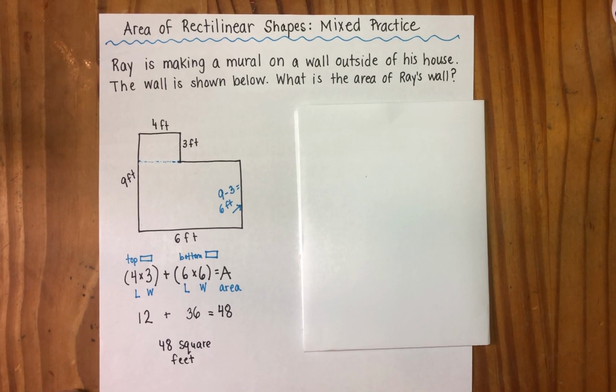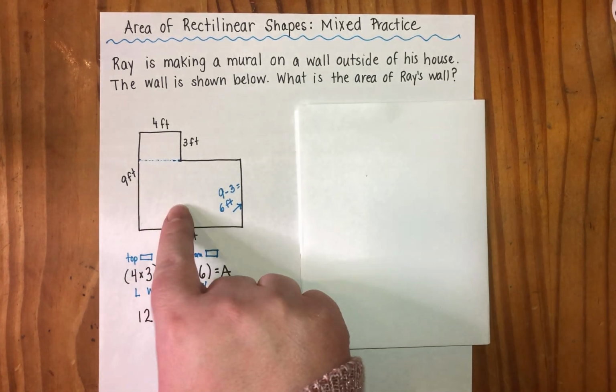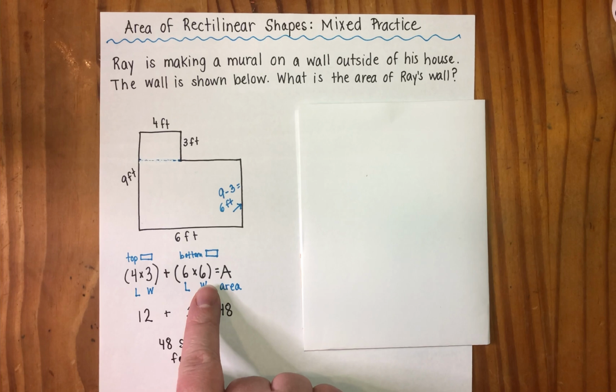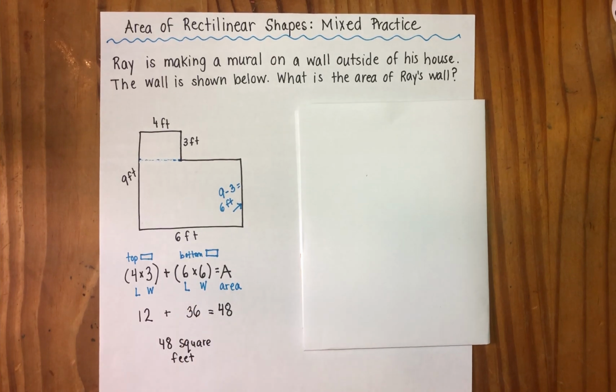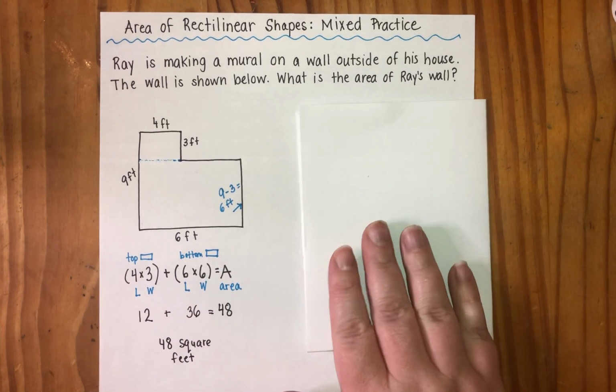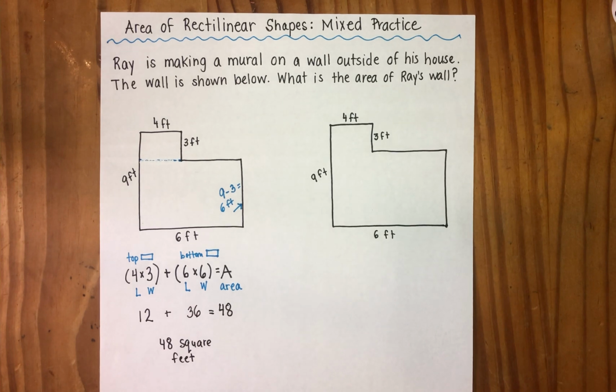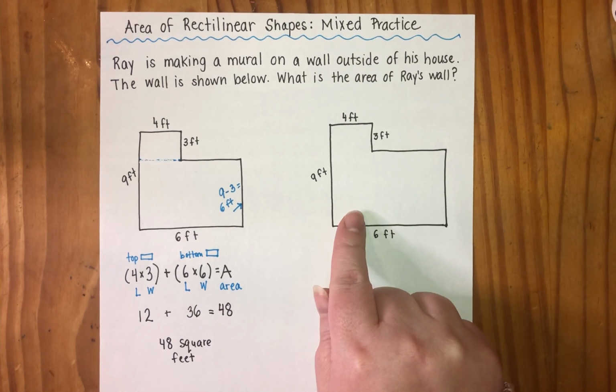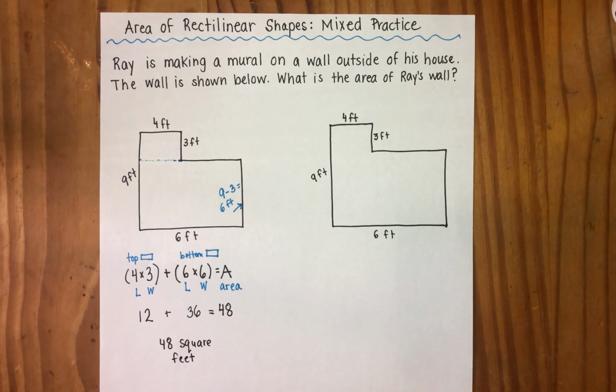You broke apart the shape into 2 rectangles, found the area of each rectangle, and added the areas to find the total area. What is another strategy that we could have used to solve this problem? Say it out loud.